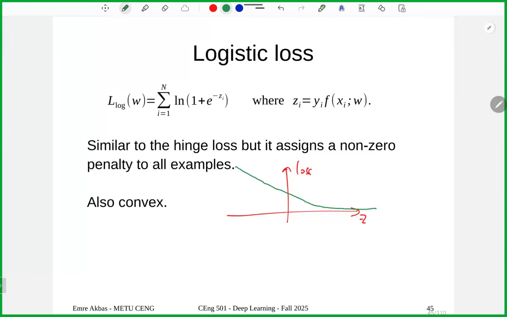So this is the log loss. If you plot this expression, you will get that green curve. Again, as the auxiliary variable z has a large value, you have 0 loss, but as it's towards negative, you get a higher and higher loss. This is also convex, as you can see from its shape.